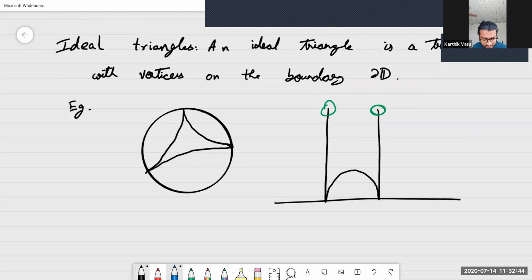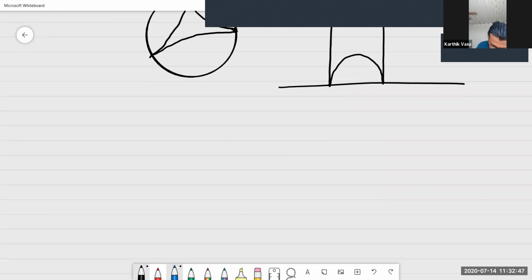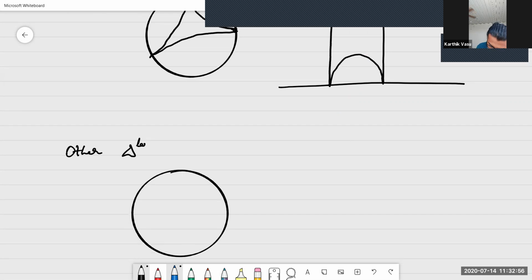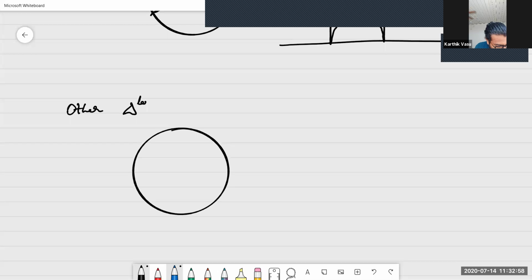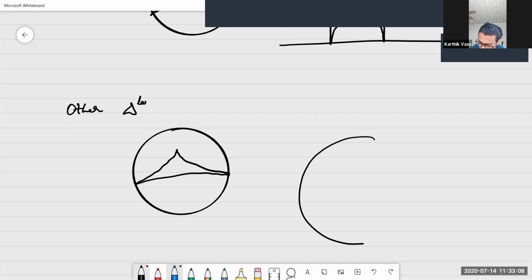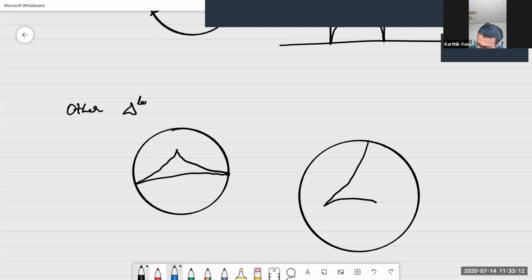Of course, there are other types of triangles also. So you can have two vertices at infinity and one inside, or you can have one vertex at infinity and two inside. Okay, these will all be triangles for us.